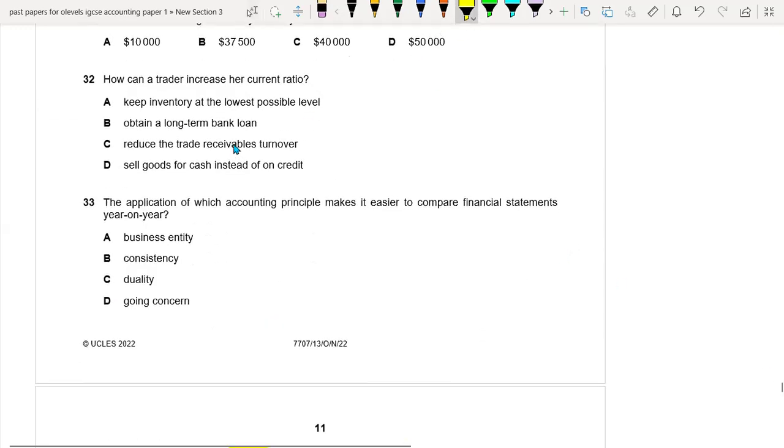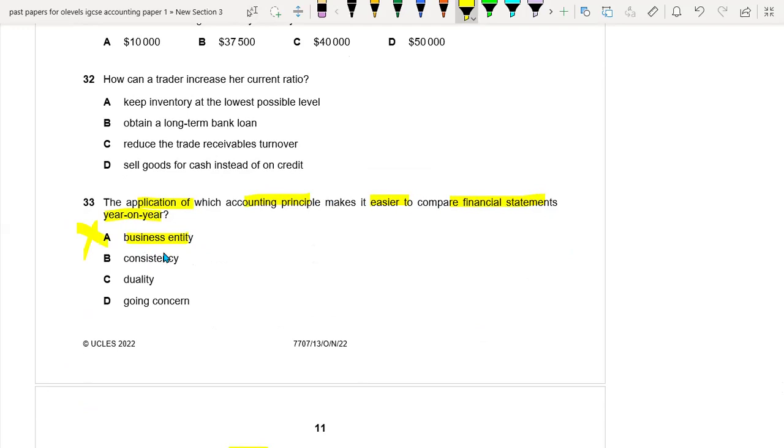Also, question number 33. The application of which accounting principle makes it easier to compare financial statements year on year? Okay. Business entity, no. Business entity says that a business has a specific and separate legal identity. So this is not the right option.